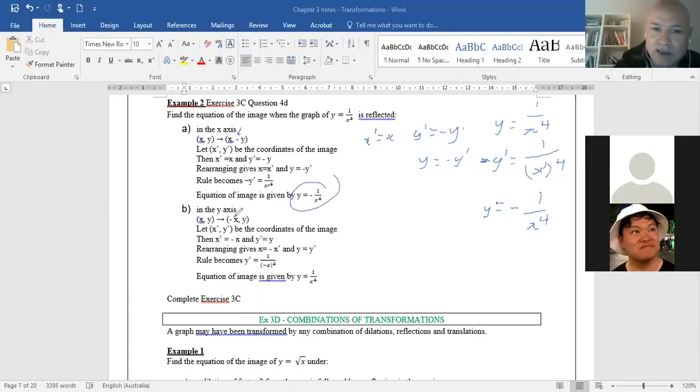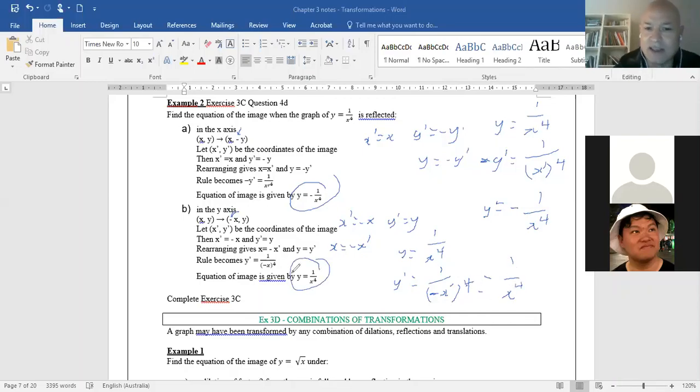If it's reflected in the y-axis, then we put the negative on the x. And again, our x dash this time is going to be negative x. Our y dash is going to be our y. We're going to rearrange this one, so x equals negative x dash. Substitute them both into the rule, which is this. So we get y dash equals 1 divided by negative x dash all to the power of 4. Now, negative to the power of 4 is a positive. So you get 1 divided by x to the power of 4. I removed the dash there, that's how I get that one there. Any questions for 3C?